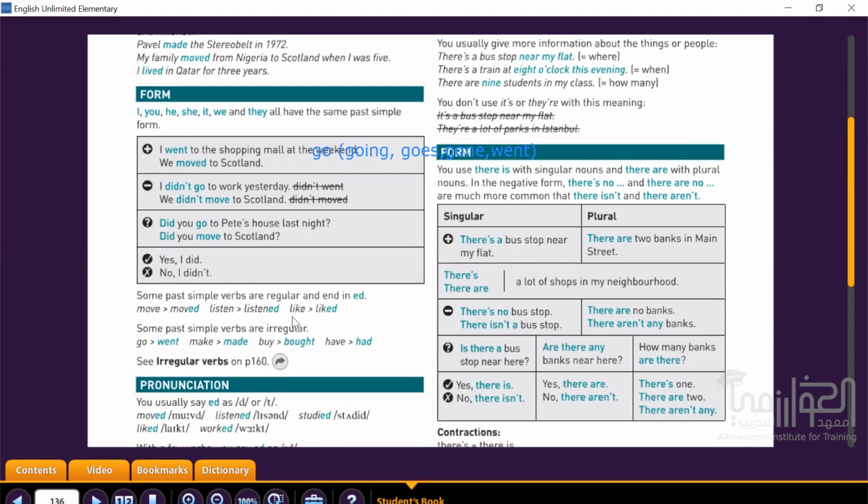So these are what we can start with when it comes to simple past. Now let's move to another exercise on the simple past.